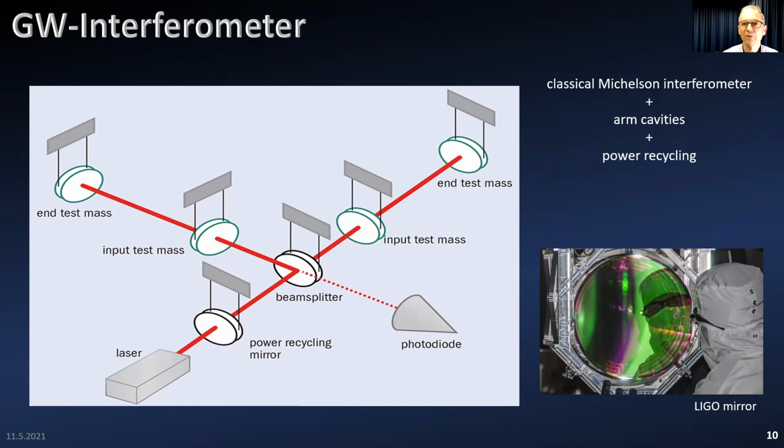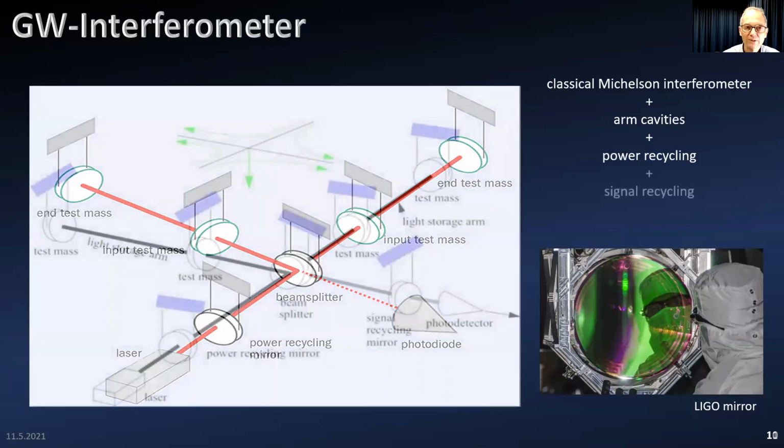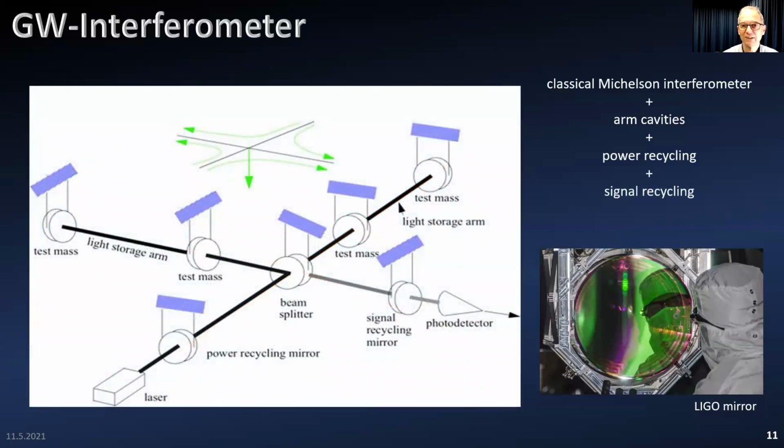So we can put another mirror there and send the light back into the interferometer, increasing the power in the interferometer. It's like turning the whole interferometer into a resonant cavity. In the absence of a gravitational wave, this is actually the optimal you can do. If there is really a signal, then you can do one step more. You can also put another mirror on the output and multiply the output signal that we see, the signal recycling mirror. So that's the final configuration.